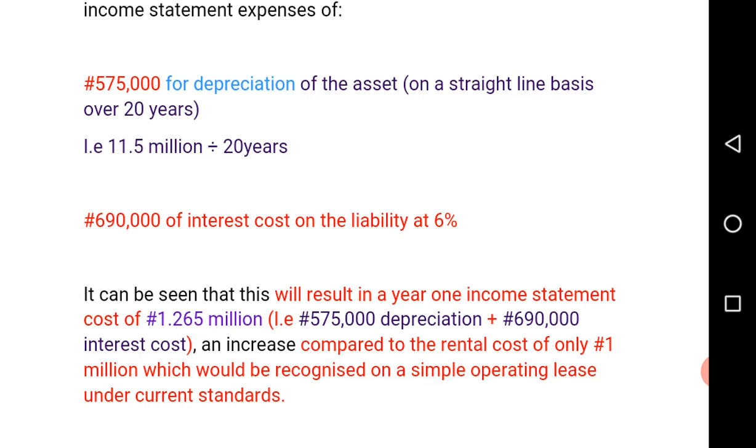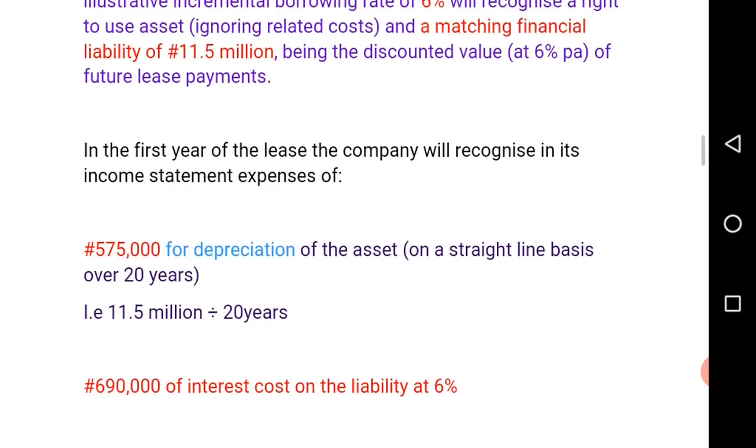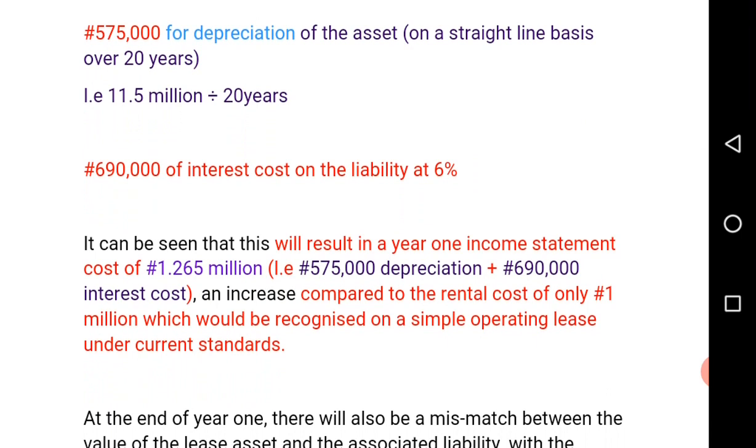That's 1,265,000 naira. So if we compare this to the old standard treatment, that's IAS 17, we'd see that IAS 17 required that we only expense the amounts paid yearly, that's the 1 million naira paid yearly, we'll put it as an expense. Under the new standard, the total expense we have is 1.265 million. The old standard would give us a total expense of 1 million naira, which is shorter than the new standard treatment.